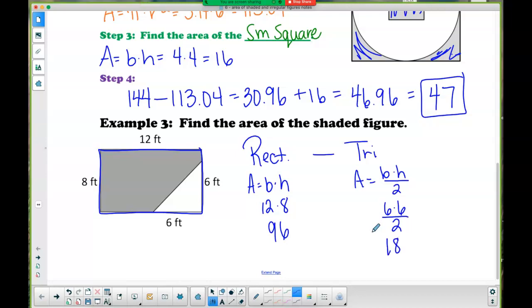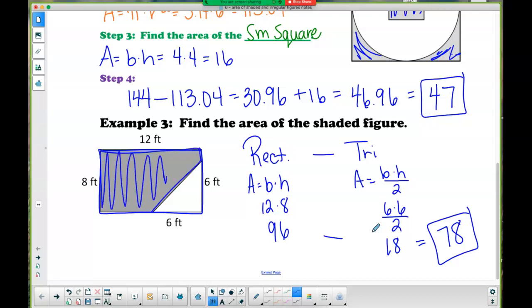What do we do with these two numbers? Subtract them. 96 minus 18. The area of the shaded part is 78 feet squared. So just this part here is 78. Questions there? Yes. Are we just trying to find the shaded part? In the front side, yes, we only wanted to find the shaded part. Okay? Any questions on the front side of our notes?